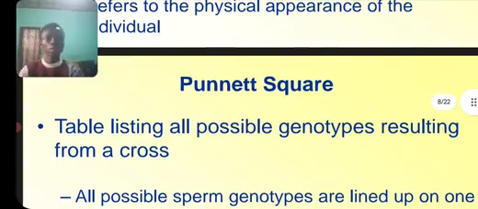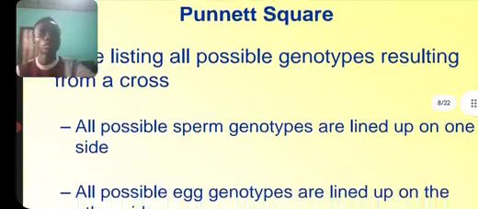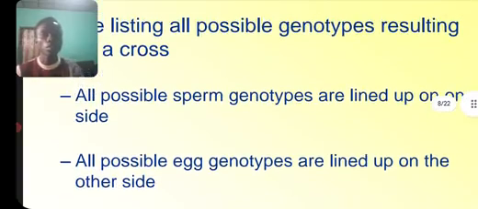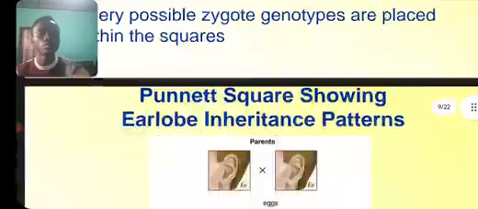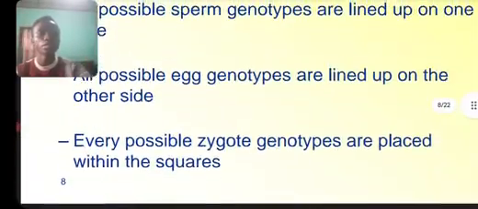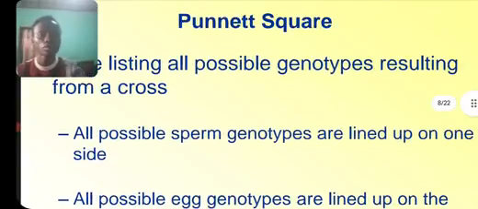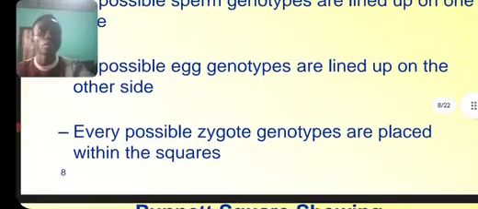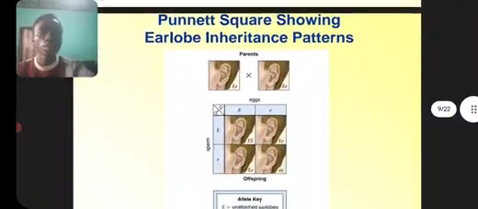Then for a Punnett square, which I talked about earlier, it is a table listing all possible genotypes resulting from a cross. All possible male genotypes are lined up on one side, and all possible egg genotypes are lined up on the other side. Every possible zygote genotype is placed within the squares. This is what I'm describing.